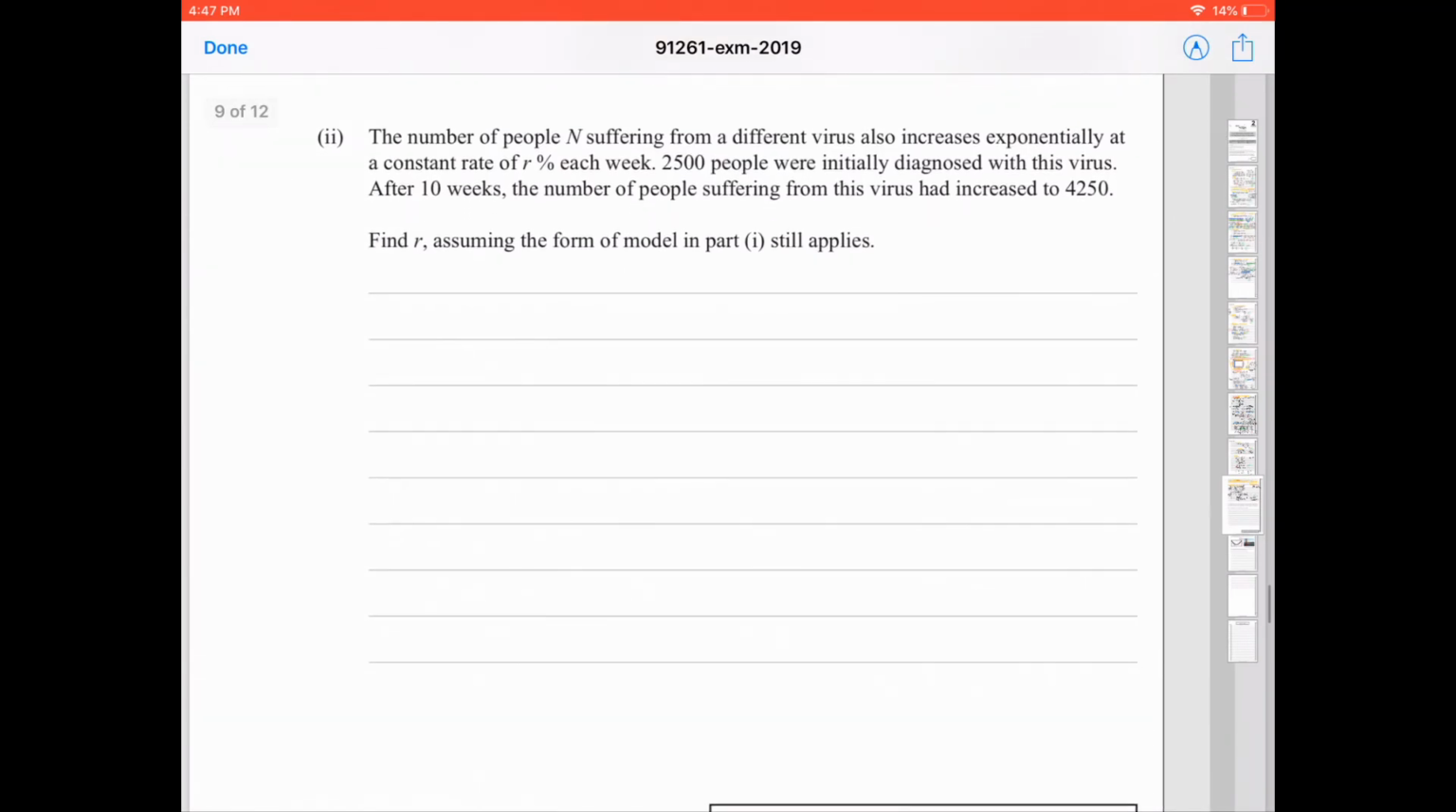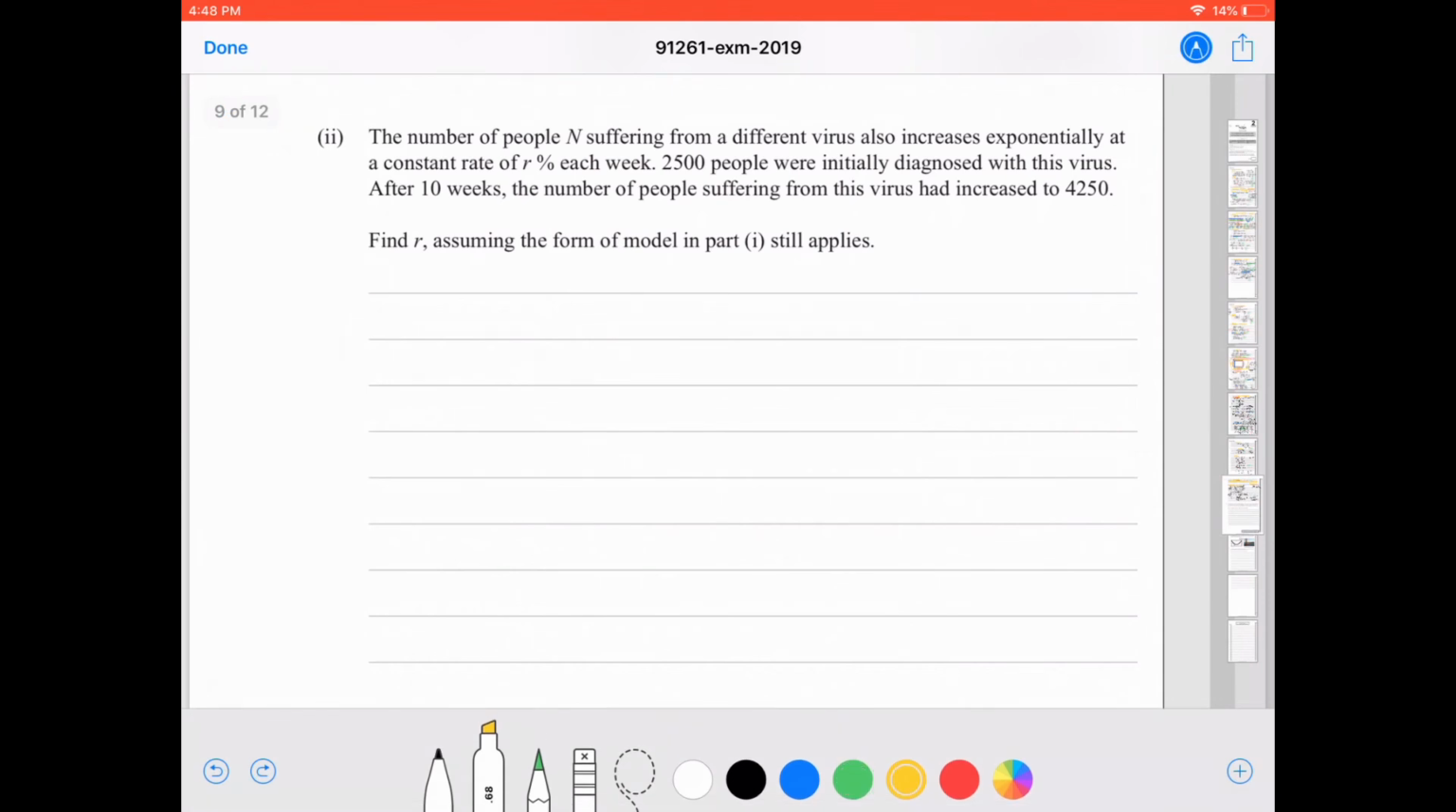And so that asks, the number of people N suffering from a different virus also increases exponentially at a constant rate R% each week. 2,500 people initially diagnosed. After 10 weeks, the number of people suffering had increased to 4,250. Find R, so rate, percentage, assuming the form of the model in part 1 still applies. So that, what was that model? It was N equals N subscript 0 times, now they had 1.053.